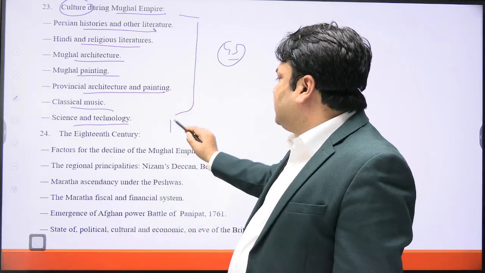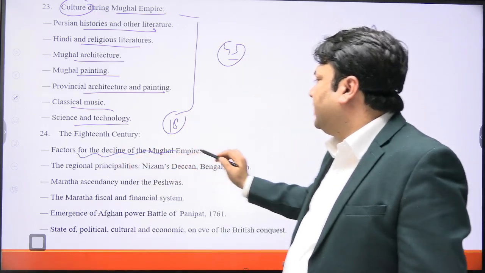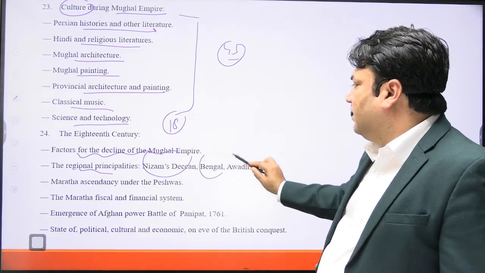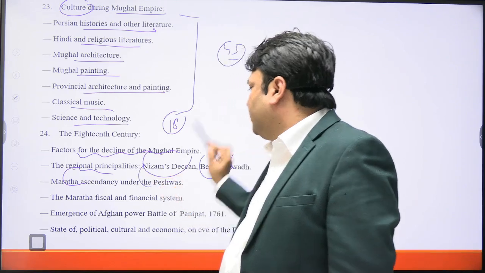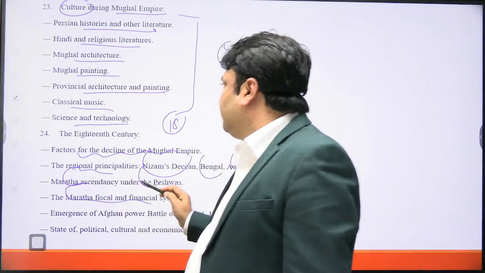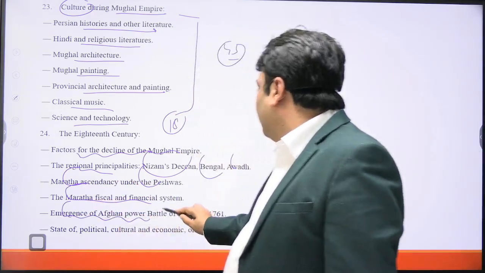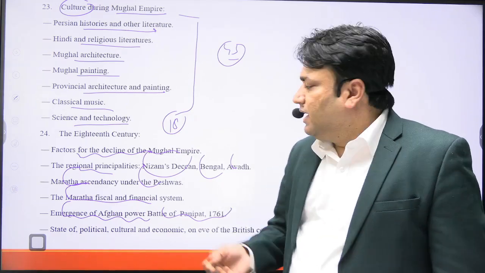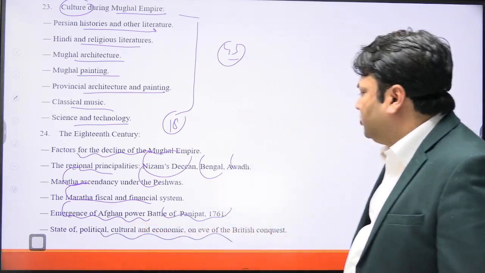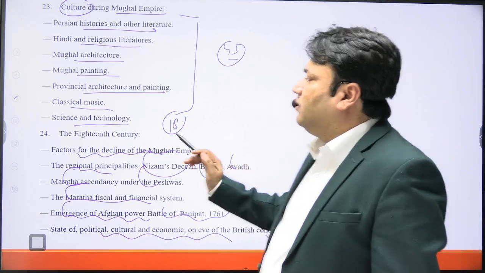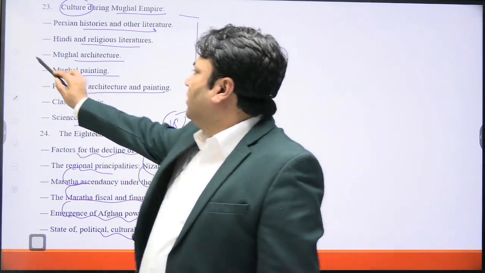Now in 18th century, you need to study about the factors of the decline of Mughal Empire. The regional principalities like Nizams, Deccan, Hyderabad, Bengal, Awadh, Maratha power under Peshwas, Marathas fiscal and financial system. It means Marathas we need to study in very much detail. Emergence of Afghan power, Battle of Panipat 1761, and finally the state of the political, cultural and economy on the eve of the British conquest. This we need to read in detail. So these are all topics that we need to study in paper 1.